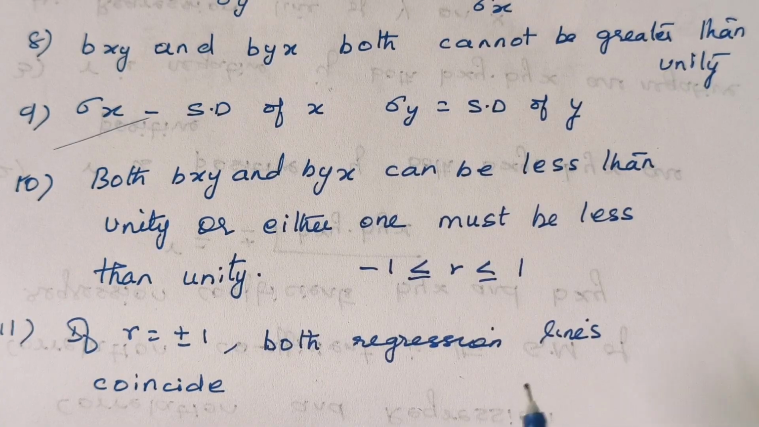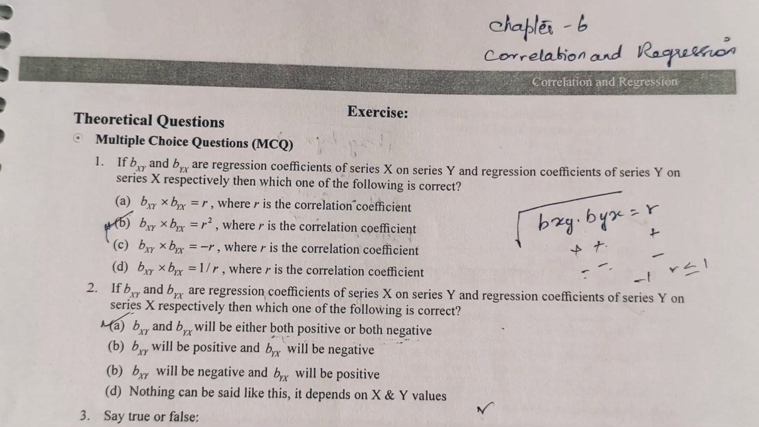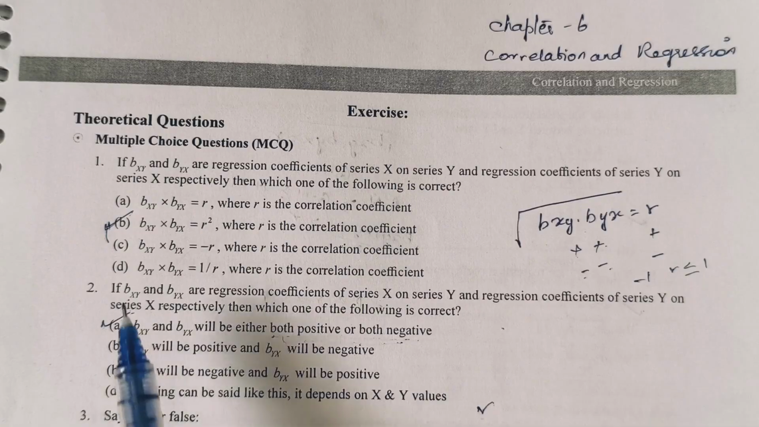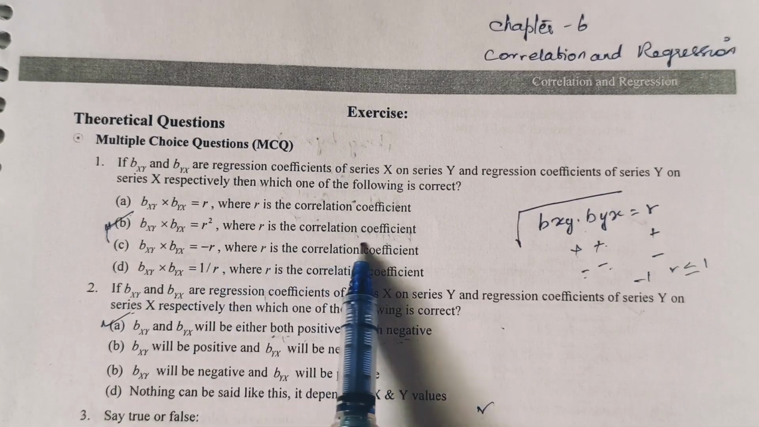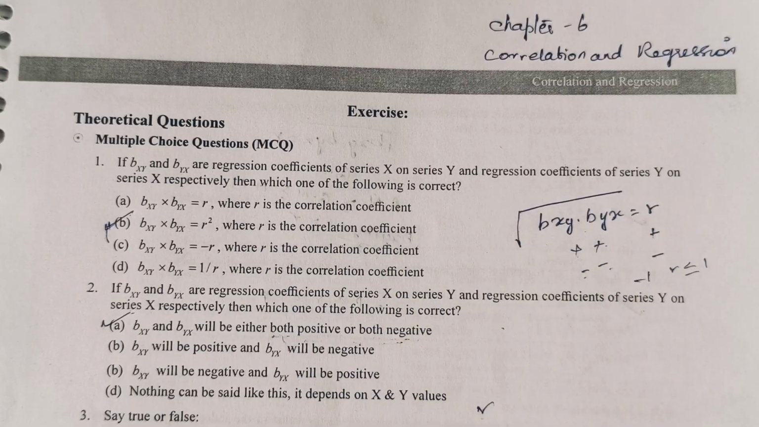If r is equal to plus or minus 1, both the regression lines coincide. If r is equal to 0, both the regression lines are perpendicular. Now to the MCQs: r is equal to root of bxy into byx. So r squared is byx into bxy, option B.